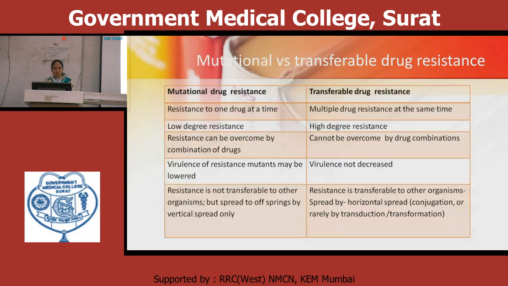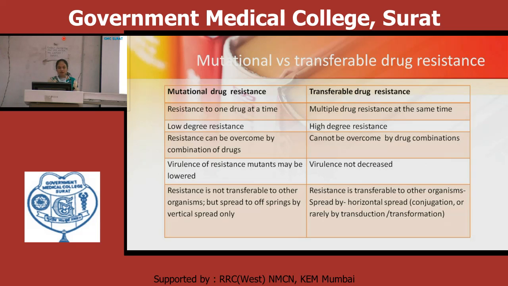Now, mutational versus transferable drug resistance. Resistance to one drug at a time is mutational drug resistance. Transferable drug resistance is multiple drug resistance at the same time. Lower degree resistance in mutational drug resistance, high degree resistance in transferable drug resistance. Resistance can be overcome by a combination of drugs in the mutational type. In the transferable type, it cannot be overcome by drug combination.